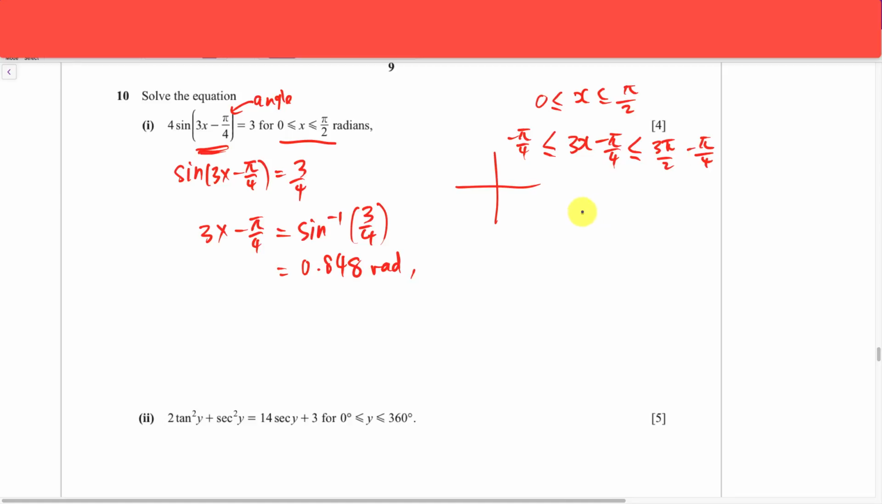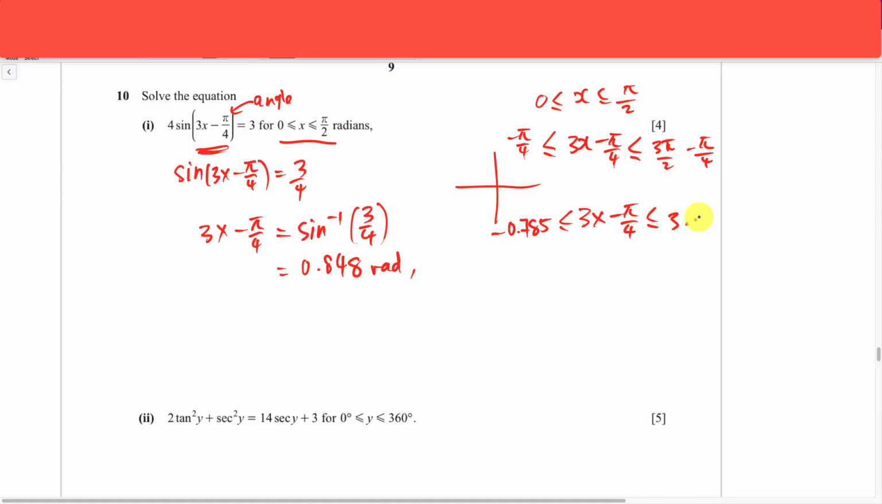Because this is in pi terms, it's very hard for you to judge, so I will change it into decimal to give you some idea. So I will write negative pi over 4 is basically negative 0.785. And this one should be 3 pi over 2 minus pi over 4.